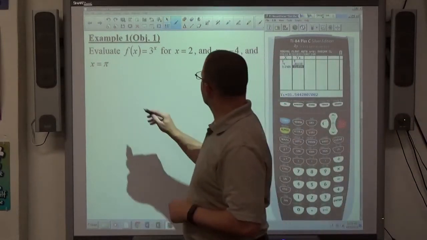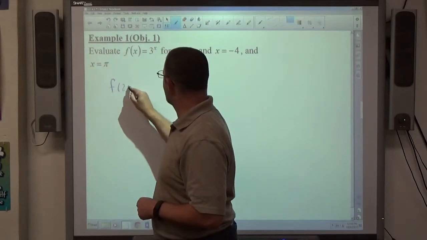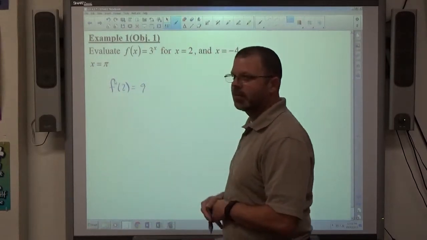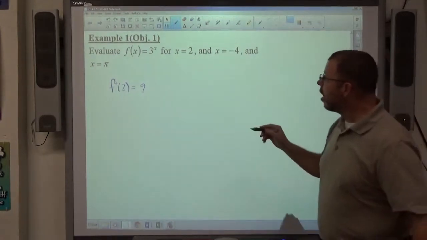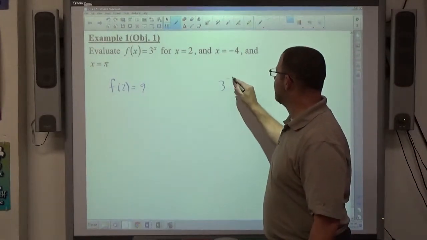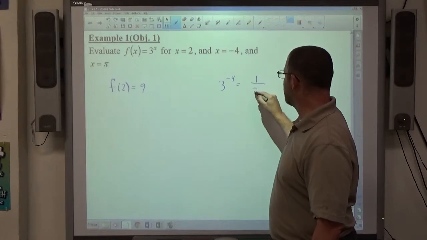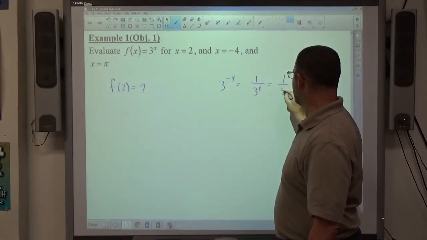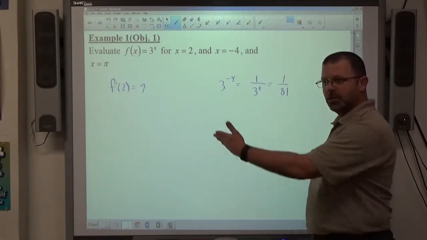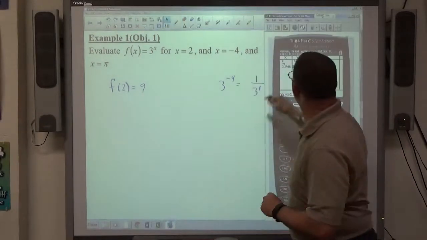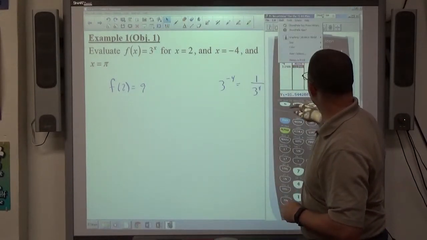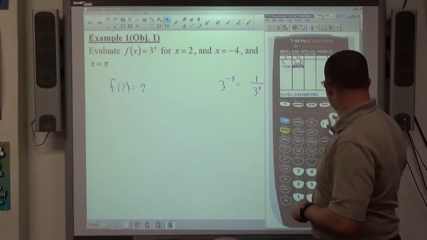So I can see obviously that f of 2 is equal to 9. I could have done that one in my head, 3 to the second power. So x is the power, right? Also, if we consider 3 to the -4th power, that's 1 over 3 to the 4th power, which is 1 over 81. We could also have done that using basic math skills, but again, since we're evaluating the same thing for multiple things, I just prefer to use my calculator, and again, decimal approximations are fine in this.